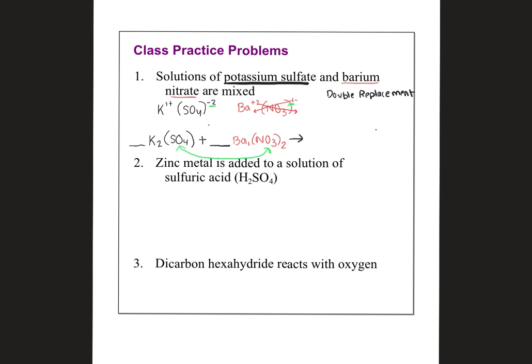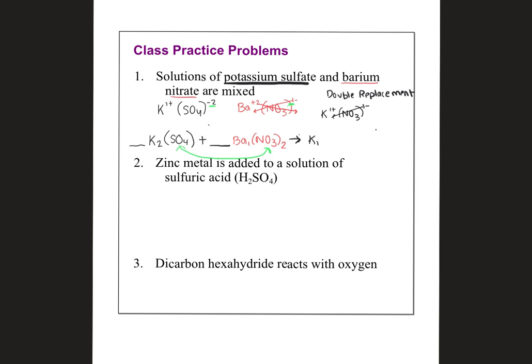Okay, so that means K, because we always put the positive thing first, K is +1, is going to trade with NO3 -1. And again, this charge comes from the periodic table. This comes from my polyatomic ion list. When I crisscross, I get, I get an eraser.